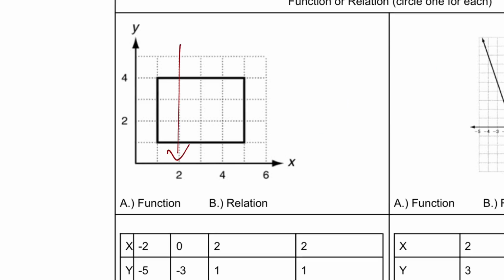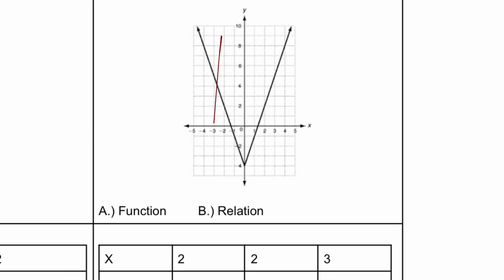This fails the vertical line test. A vertical line touches the graph more than once. That means this is a relation. This one passes the vertical line test. It's a function. Any point you have a vertical line, it only touches the graph once.